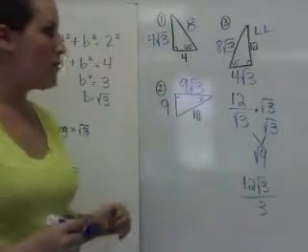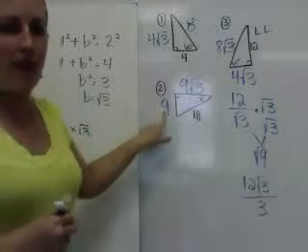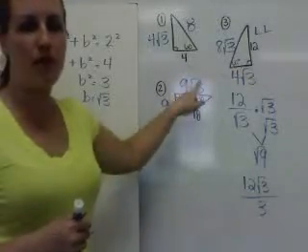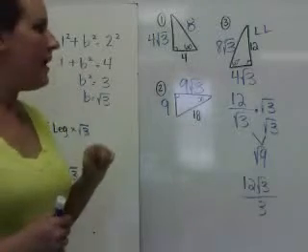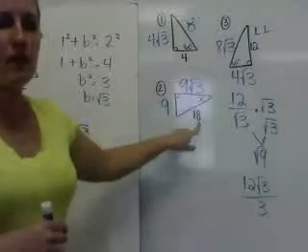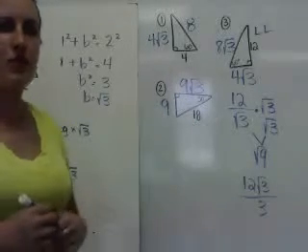All right, so those are your rules for 30, 60, 90. You have to take the short leg and times it by 2 to get the hypotenuse, and times it by root 3 to get the long leg. And if you need to work backwards, you're always going to do the hypotenuse divided by 2 or the long leg divided by root 3 to get your short leg.